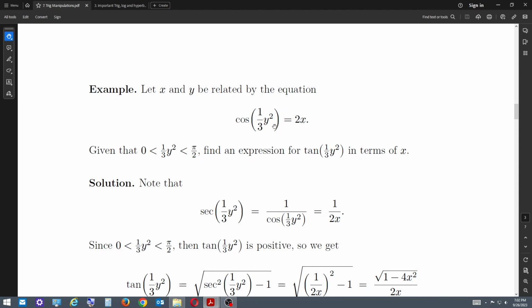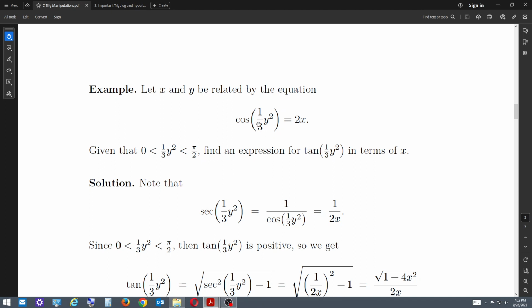Now this might seem a little complicated because it's a third y squared, right? It's not just y. But if it'll help, you can use a substitution. You can let, for example, z equal a third y squared. Then we have cos of z is 2x. I know that z lies between 0 and 90 degrees. And I want to find tan of z. Right? It's much more straightforward that way.